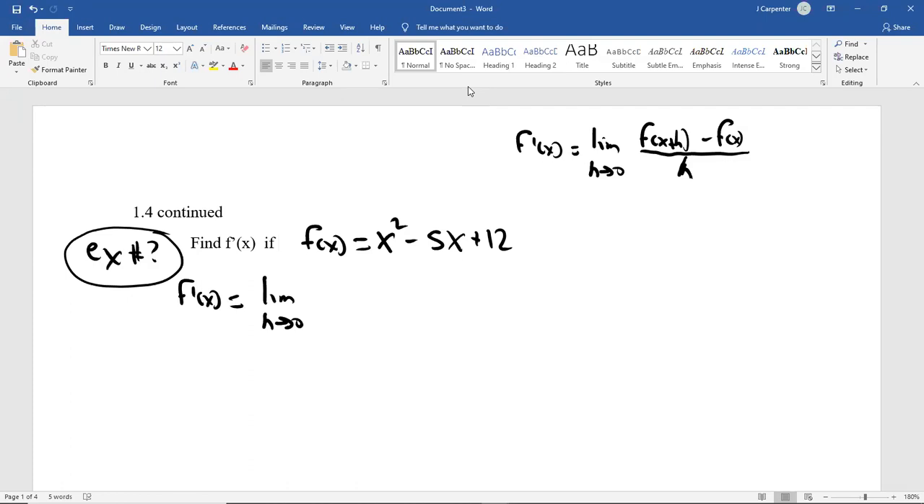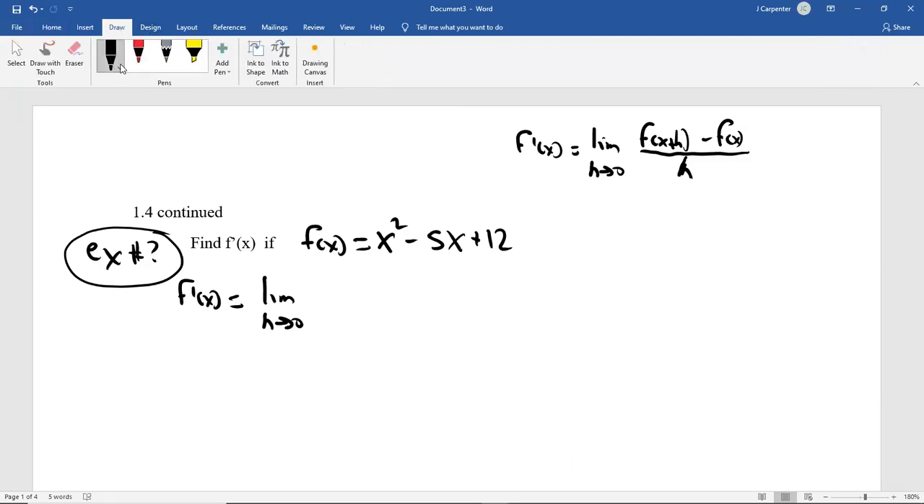This is fun. All right, so f of x plus h, that's where we're turning these x's into x plus h's. I'll show that with color. It looks like my marker is defaulting back to black like it should. That's nice. Let's see how long that takes to fail. So we'll go x plus h squared, then minus 5 times x plus h plus 12. And I'll show the x plus h's in red.